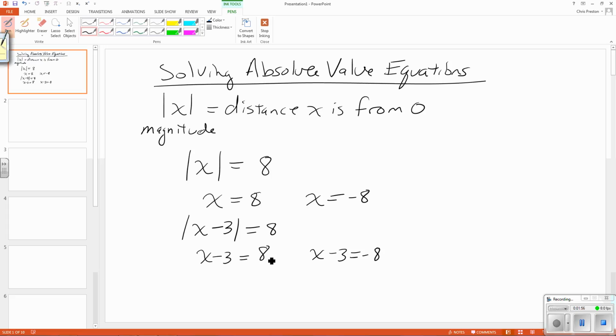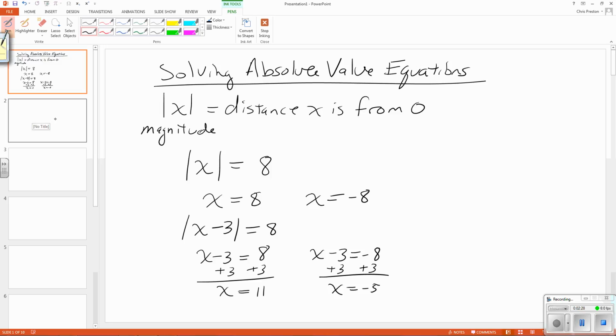Well, if x minus 3 equals 8, then if I solve that, add 3 to both sides of the equation, then x equals 11. If instead this comes out to be -8, then if I add 3 to both sides of the equation, I get -5. And you can see, if I do -5 and a -3, that gives me a total of -8. Absolute value of that is 8. And if I have 11 minus 3, that's 8. Absolute value of that is also 8. So those are my two real solutions to this problem.